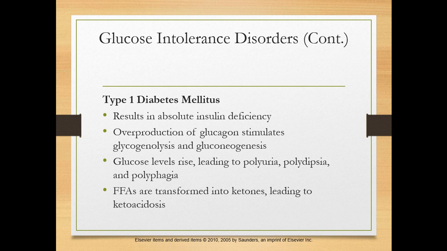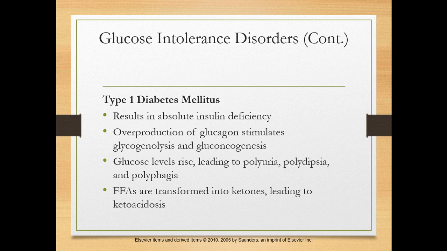Once glucose levels rise to an amount that is too much, this can lead to certain symptoms that these patients will have, which we call polyuria, polydipsia, and polyphagia. So polyuria is increase in urination, polydipsia is increase in thirst, and polyphagia is increase in hunger. This happens because the glucose levels are rising and the body is requiring more nutrients to metabolize everything that's going on.